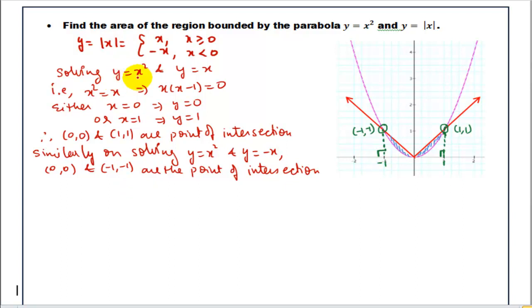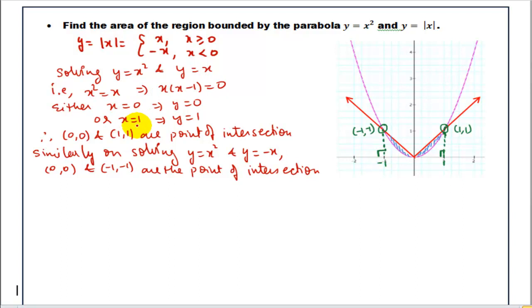So we will solve y is equal to x square with y is equal to x. So if we equate, because they both are equal to y, on equating their right hand side we get x square is equal to x, which on solving gives us two values for x.